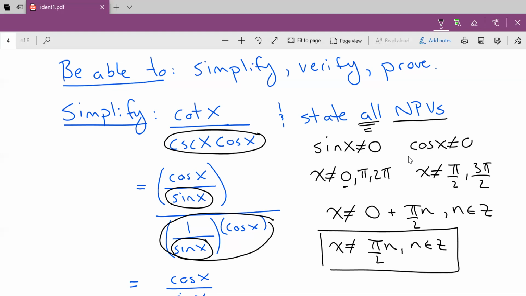So when I get this on a quiz or a test, I have to find all of them. It's like I'm writing a general solution. Okay, there's simplifying. There's finding a non-permissible value. There's part 1 done.